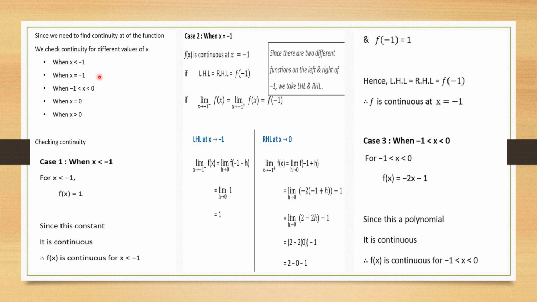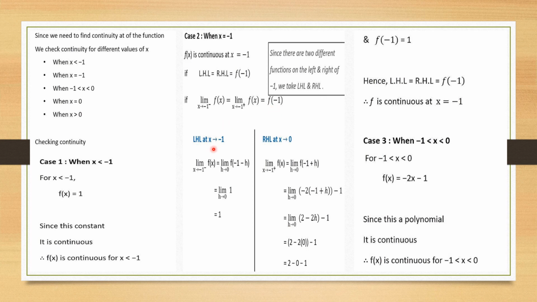So where should I check? I'll check it for less than minus 1, at minus 1, and greater than 0. All these conditions will be there. So let us check one by one. For x less than minus 1, your function is 1. It is constant, so continuous. What about at x equal to minus 1? At x equal to minus 1, the function is defined both ways, so I will check left limit equal to right limit equal to f of minus 1.